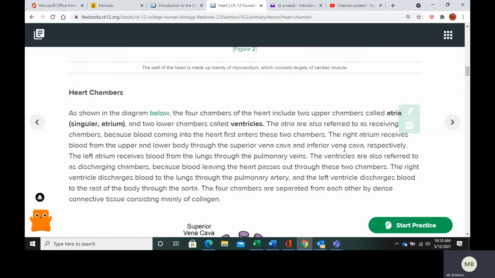And then the ventricles are going to pump the blood out. So the right ventricle discharges blood to the lungs through the pulmonary artery, and the left ventricle discharges blood to the rest of the body through the aorta. And anything pulmonary has to do with the lungs.